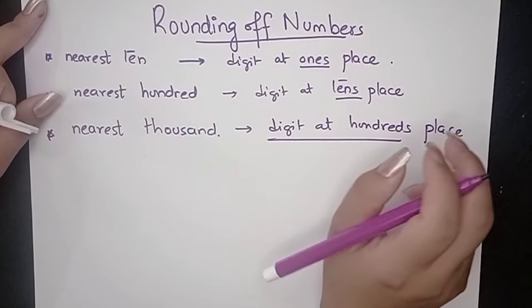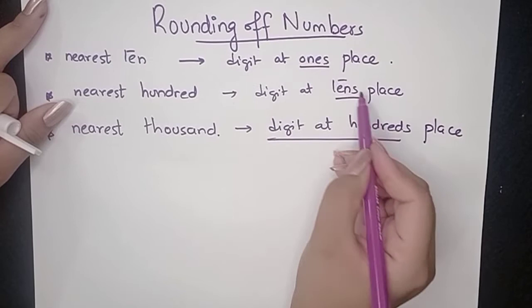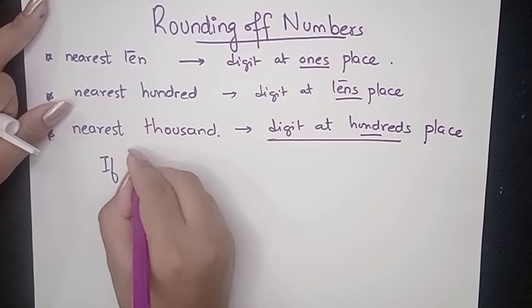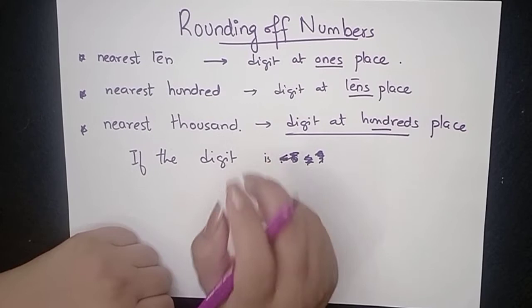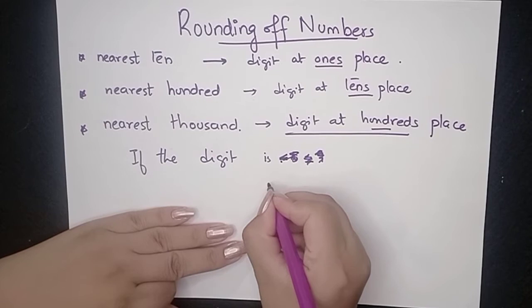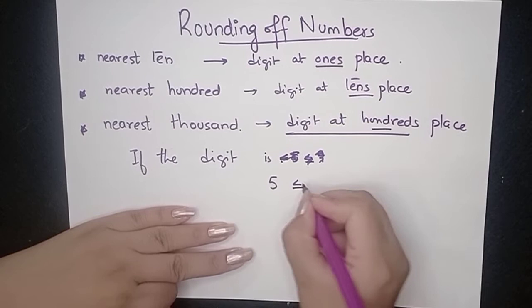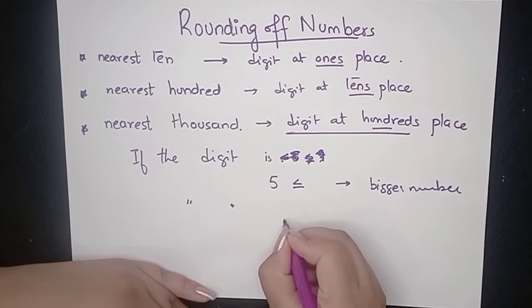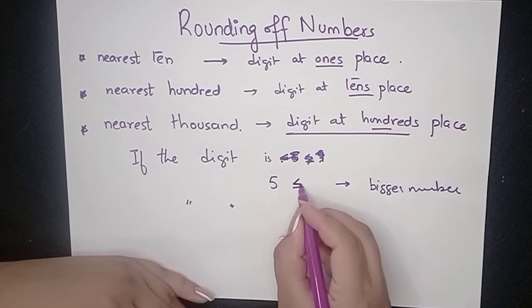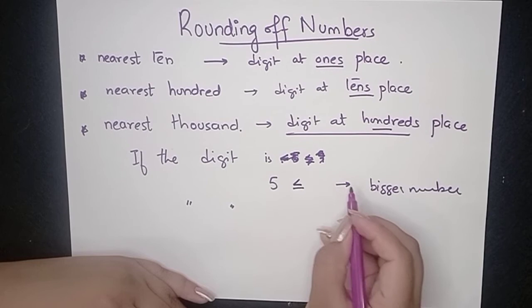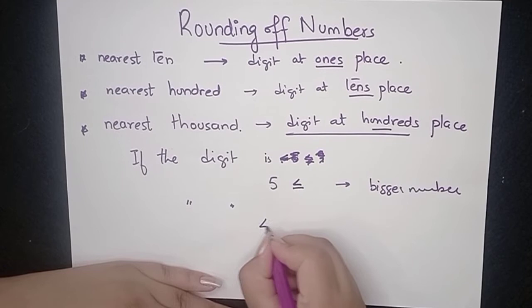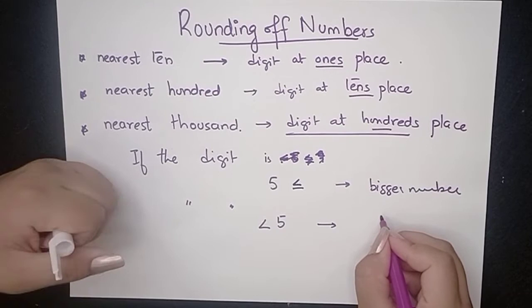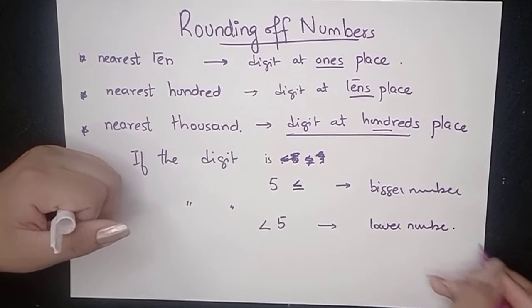So for rounding off, the specific rule is that if the digit at the ones place, tens place, or hundreds place is 5 or greater than 5, then we're going to round off to a bigger number. This sign with the bar underneath means that it's equal to or greater than 5. If the digit is below 5, smaller than 5, then we're going to round off to the lower number. How it goes, I will tell you.